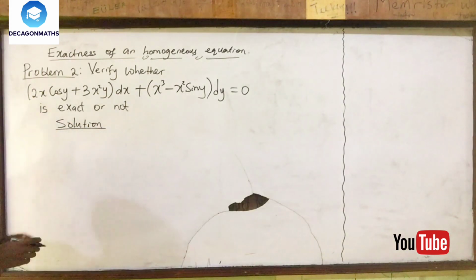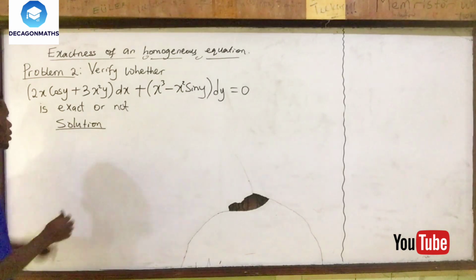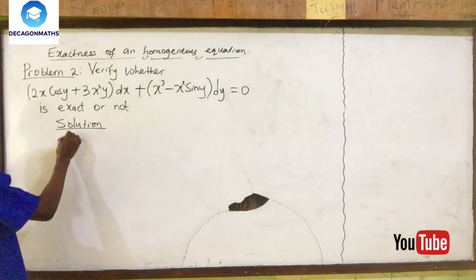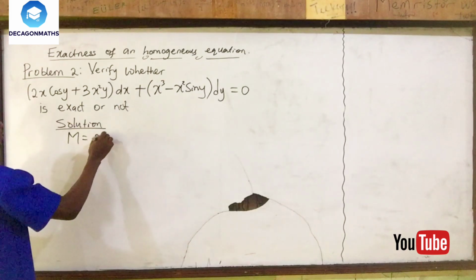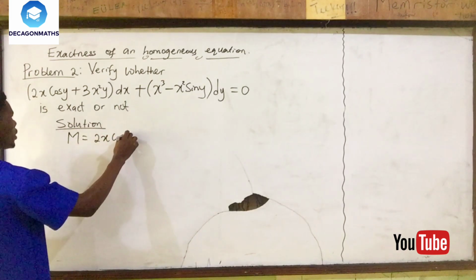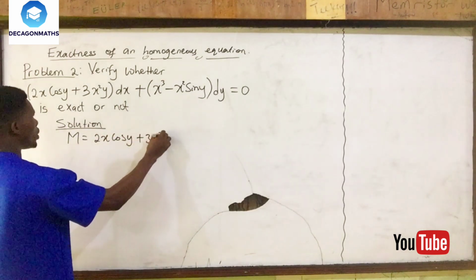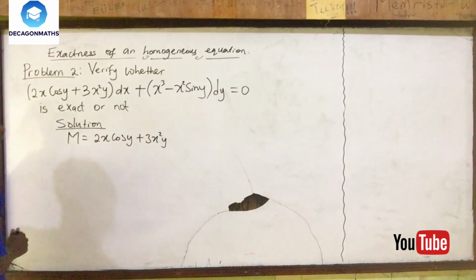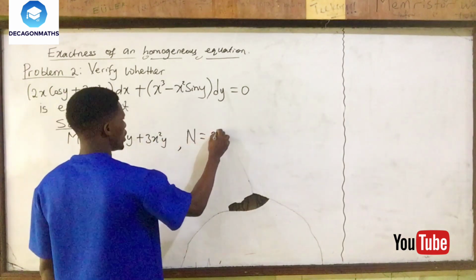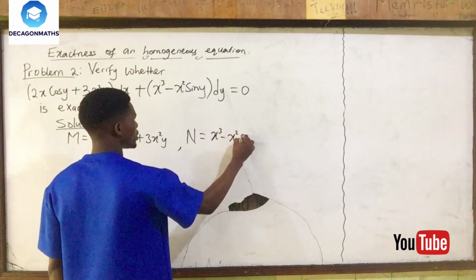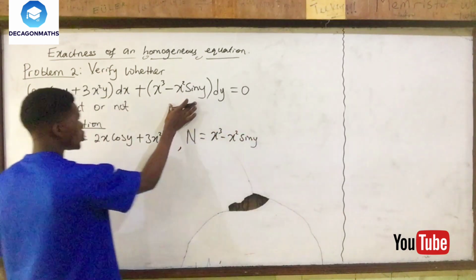The first thing that we are going to determine is our M. In this case, our M is always the one with dx, which is 2x cos y plus 3x squared y. And our N is x raised to power 3 minus x squared sin y. It's always the one with dy.